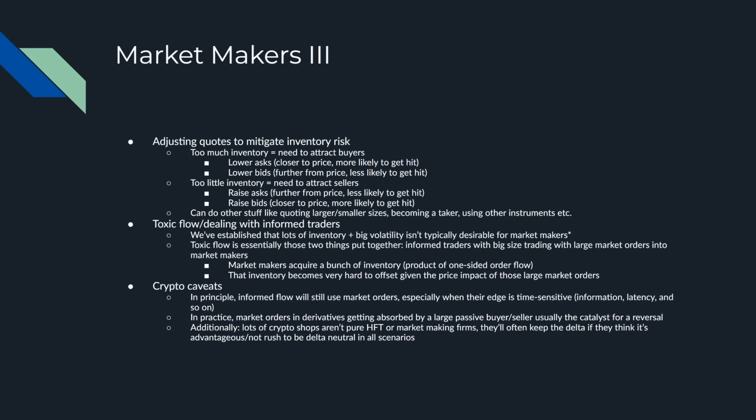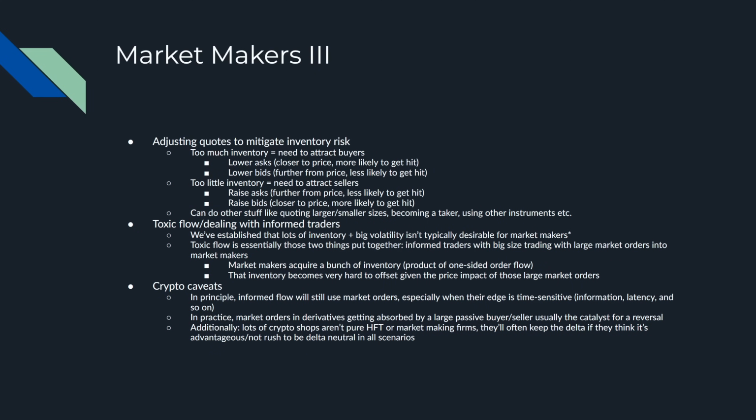Now, toxic flow and dealing with informed traders is important. So as we've established, lots of inventory and big volatility isn't typically desirable for market makers. And I will talk about some exceptions when it comes to the crypto caveats, but that's a very safe baseline assumption. So toxic flow is those two things essentially put together. We have informed traders, so smart money, with big size trading with large market orders into market makers. Because again, the smart money in that case, the informed traders, will be taking with large size, reducing liquidity in the market, and the market makers will be the ones providing it.